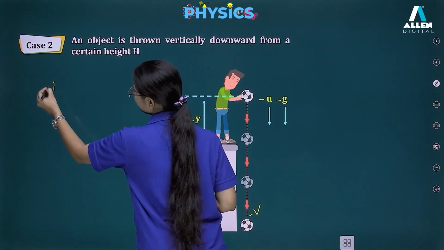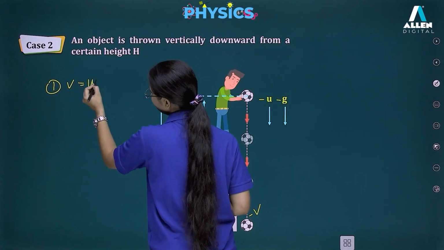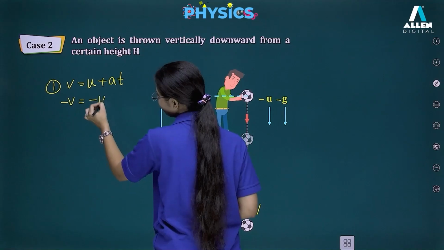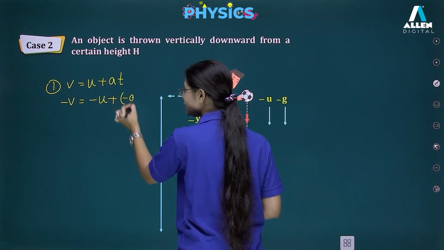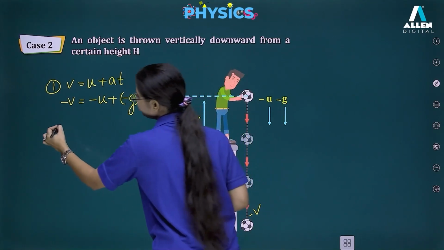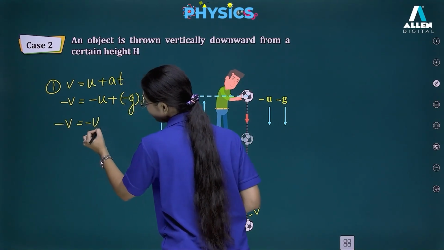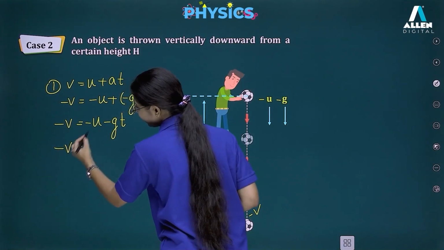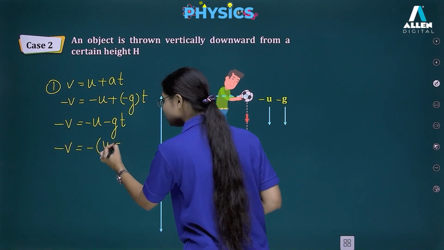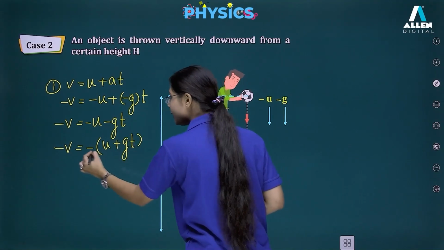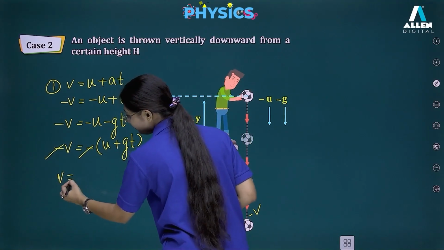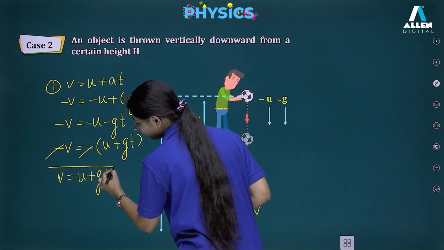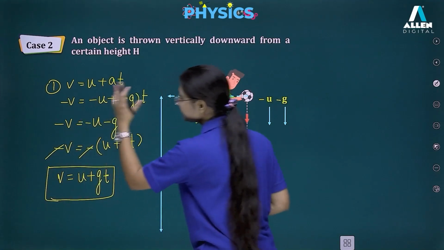Yes. The first equation is v is equal to u plus at, but here v is minus v, u is minus u, plus acceleration is minus g, time is always positive. So minus v is equal to minus u plus minus gt. Here you will take minus common. So you will get bracket u plus gt. Minus and minus cancel. V is equal to u plus gt. This is the first equation in this case.